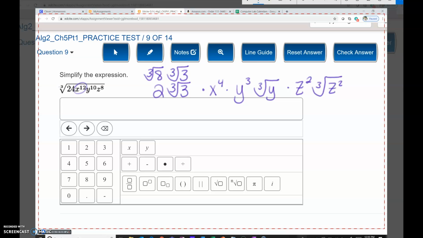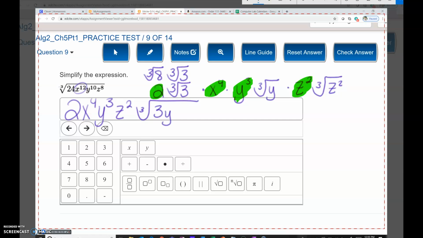All of that gobbledygook. You start with the stuff that's not under a radical in alphabetical order. So first we want to write down 2x to the 4th, y to the 3rd, z squared. Then we write a cube root symbol and we put everything that is left under the cube roots. We've got a 3, a y, and a z squared. So that is our correct answer.